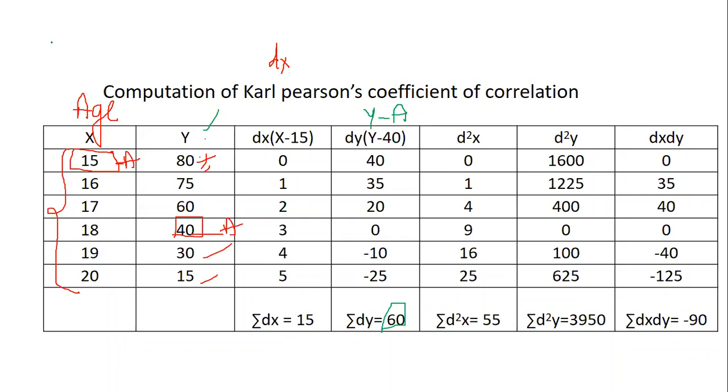Now after this, square the deviations. Don't square x and y, square the deviations. So square these values.